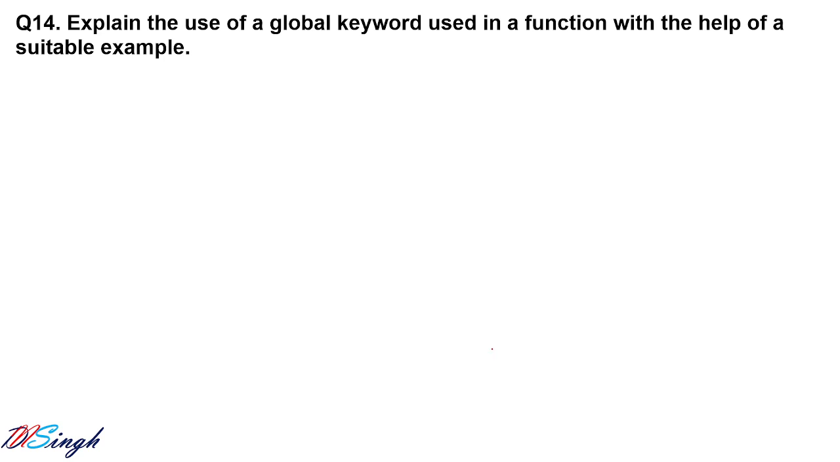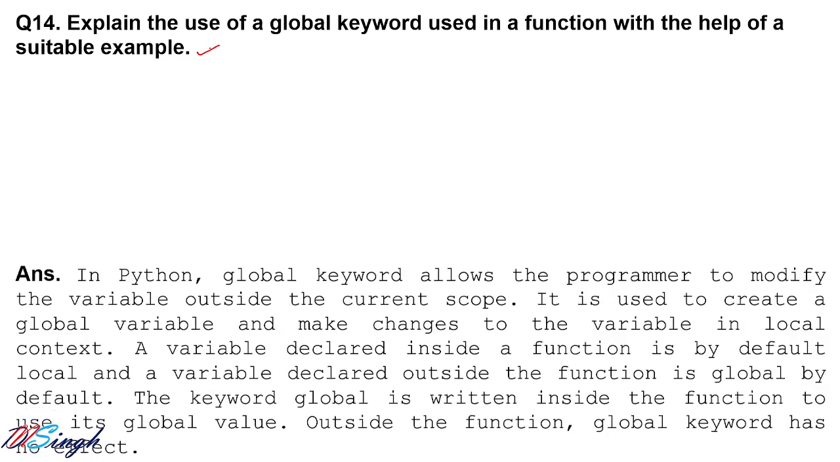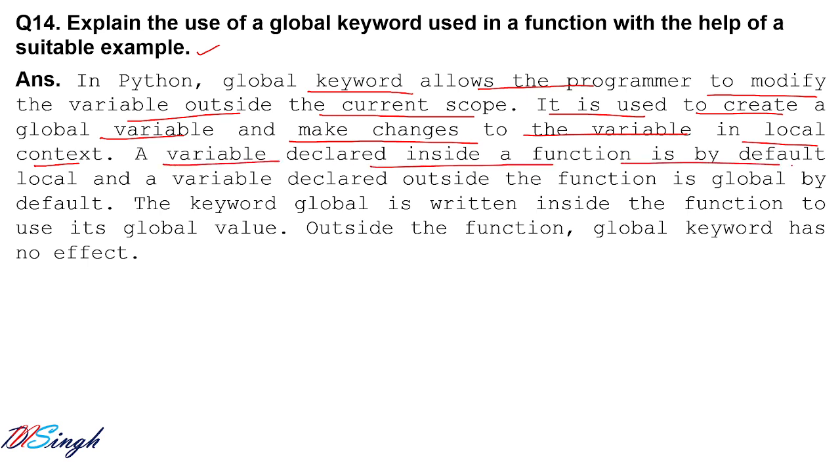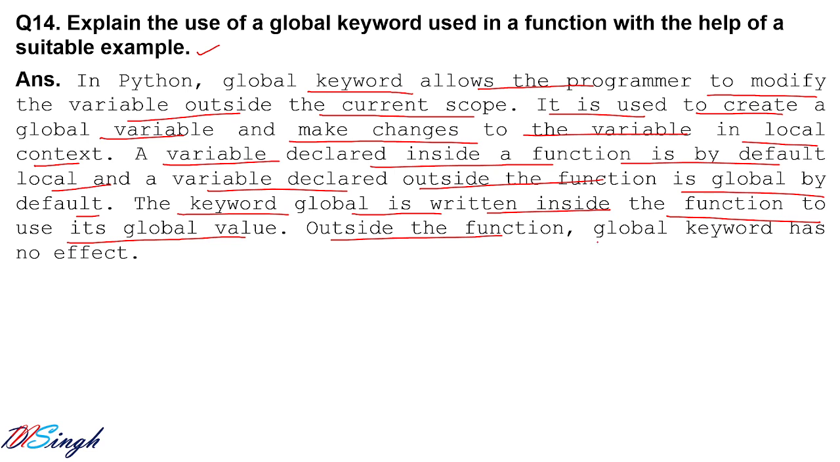Explain the use of the global keyword used in a function with the help of a suitable example. Always write an example. In Python, the global keyword allows the programmer to modify a variable outside the current scope. It is used to create a global variable and make changes to the variable in the local context. A variable declared inside a function is by default local. A variable declared outside a function is global by default. The keyword global is written inside the function to use its global value outside the function. Outside a function, the global keyword has no effect.